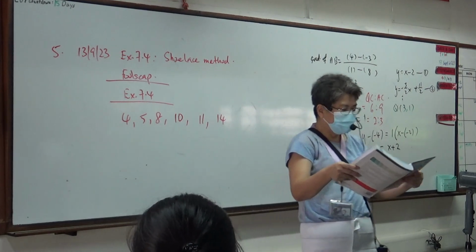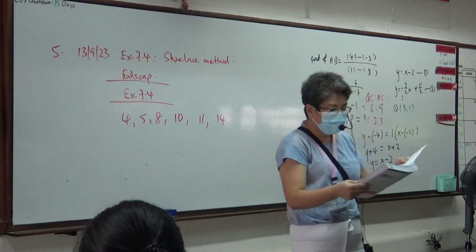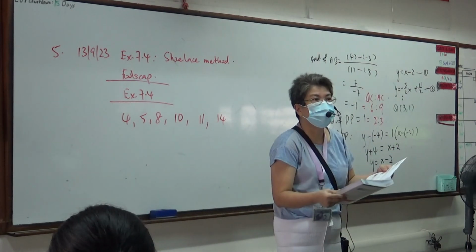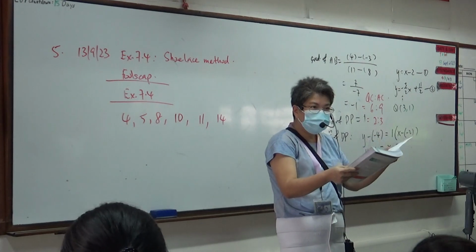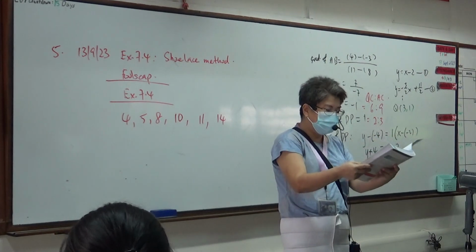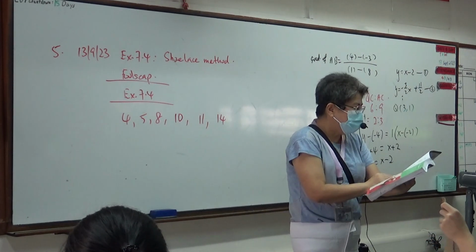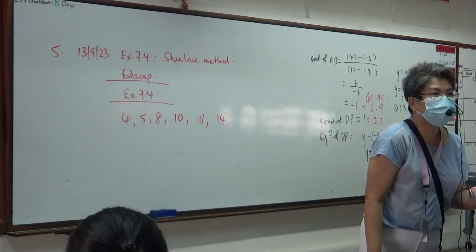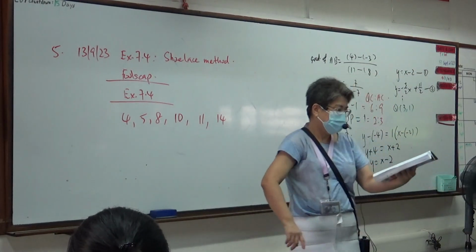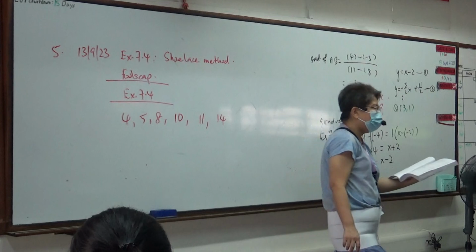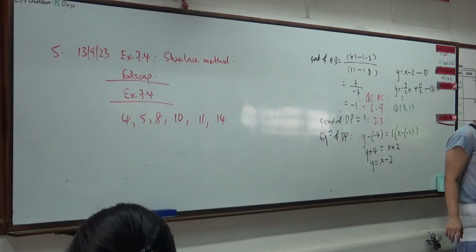Chapter 1, Chapter 2, Chapter 3, Chapter 4, Chapter 5. Chapter 6 is not enough because we have not done it. Chapter 7 is in, we have just finished it. Chapter 8, circles, not in. Okay? 9, 10, 11 is all in. Is that clear? So everything is in except what? 6 and 8. 6 and 8 will cover next year. Understand? 6 and 8 will cover next year.